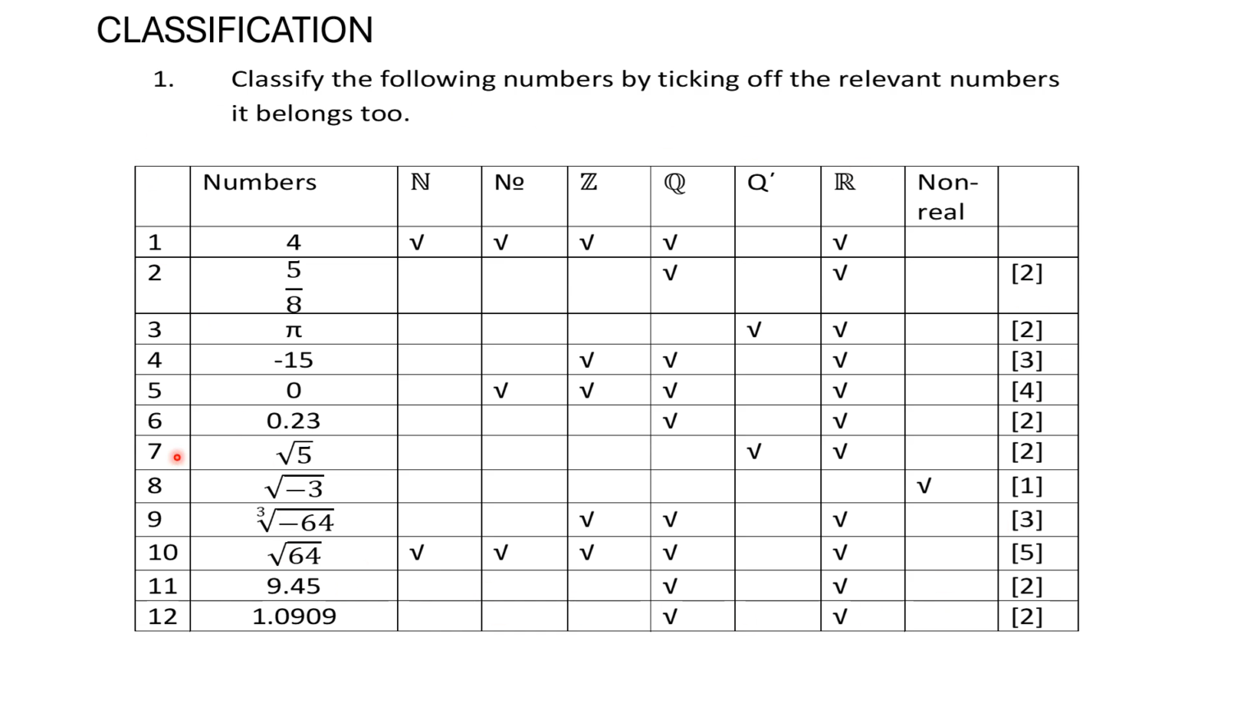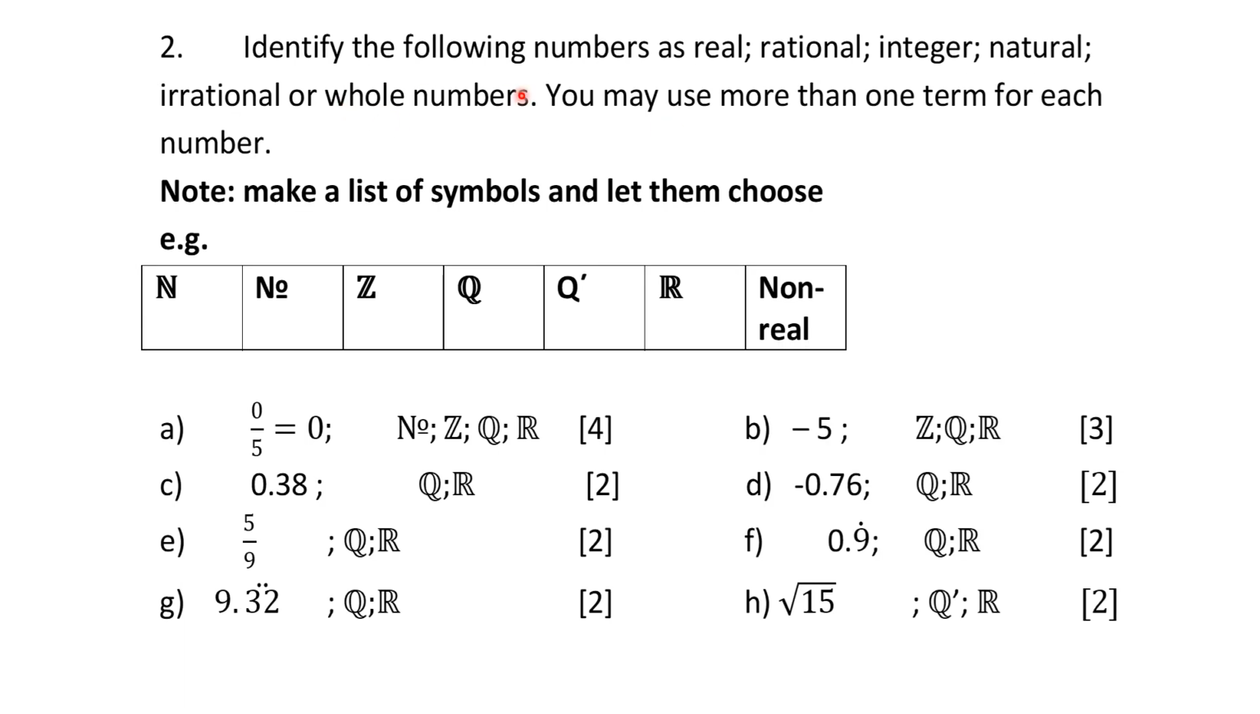So we can test this using a table. Alright, we can also test it. If you look, identify the following numbers as real, rational, integer, natural, irrational, or no number. You may use more than one term for each number. Now, very important that we know what each letter represents. Alright, these Greek-like symbols. So N there's natural number, N with a 0 is a whole number, Z is integer, Q is rational, Q dash is irrational, and R for real numbers.